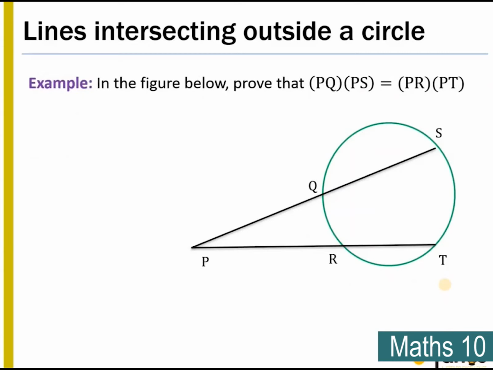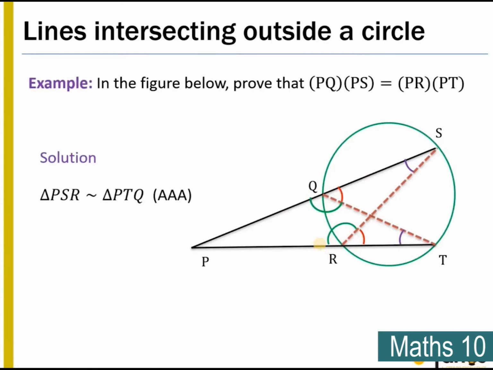Example. In the figure below, prove that PQ times PS equals PR times PT. We'll prove this using similar triangles. If we draw in these lines from Q to T and R to S, then we know that these two angles are equal because they are both subtended by this arc, and we know that these two angles are equal because they are both subtended by this arc. So therefore, this angle and this angle are equal because of this straight line and this straight line.